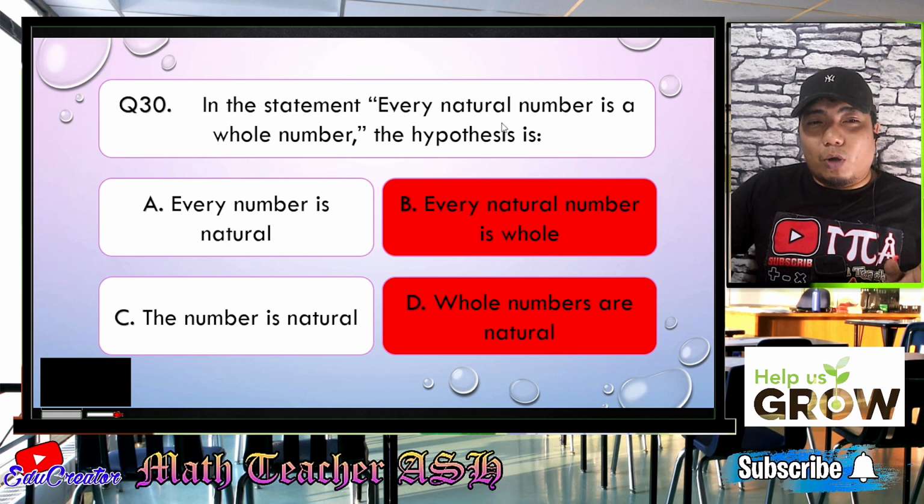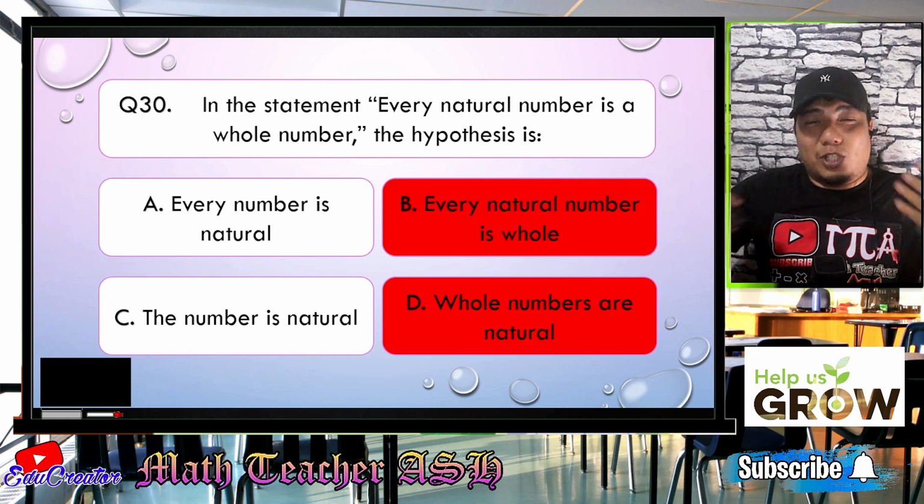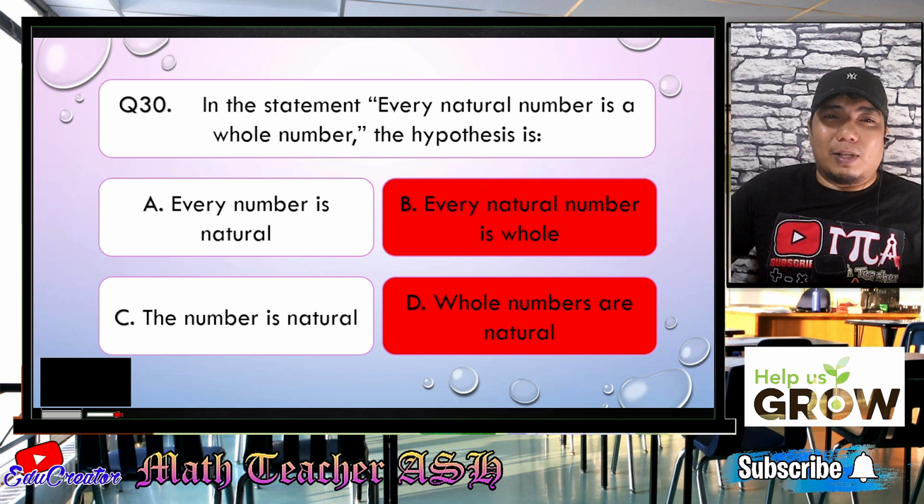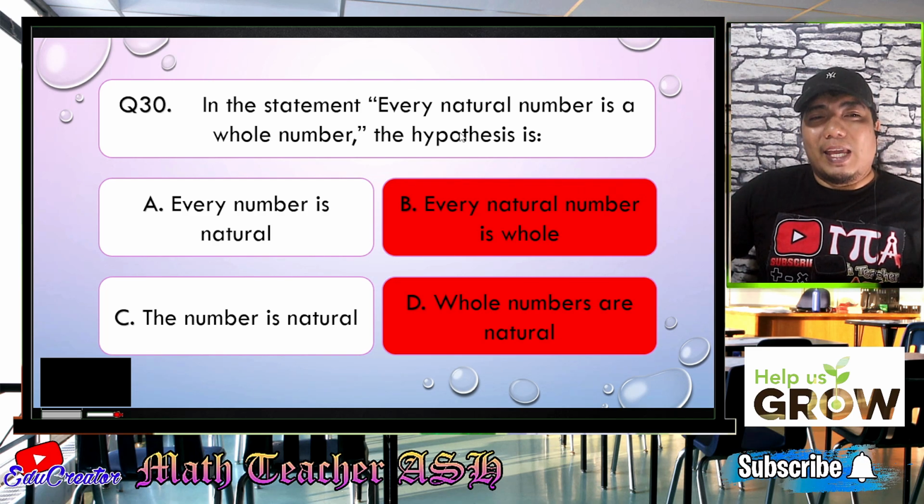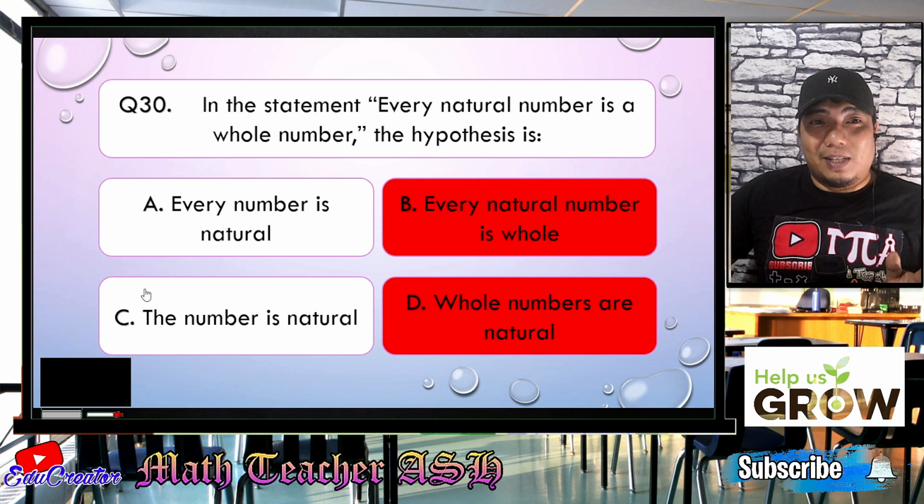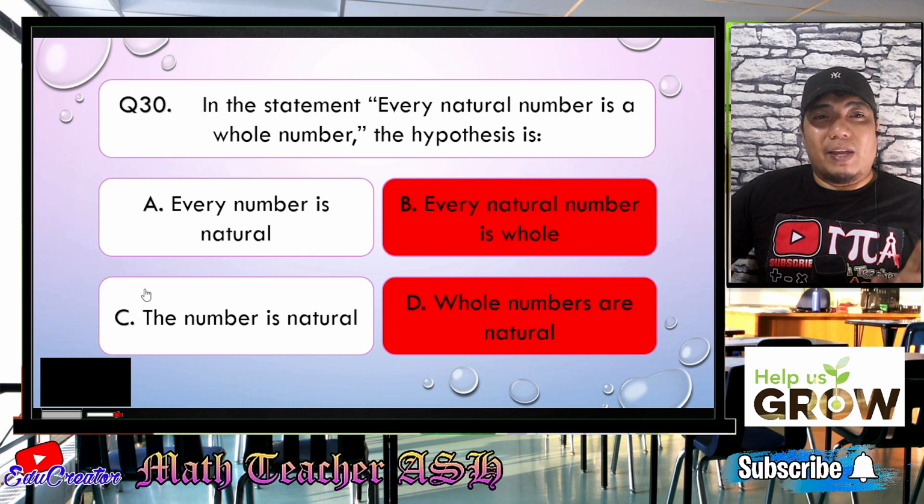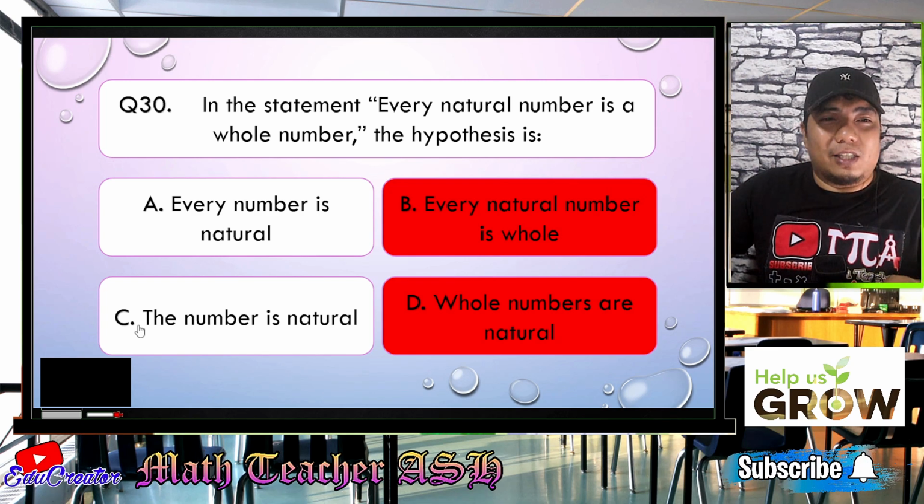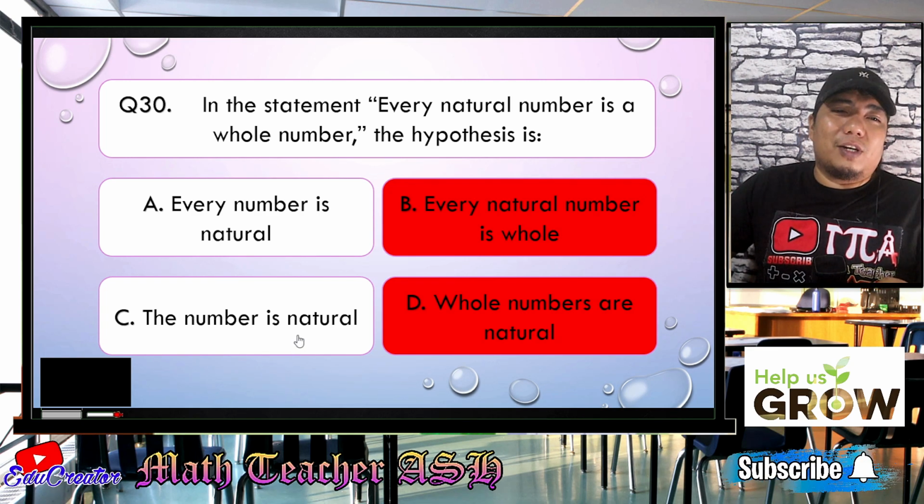So we are talking that if the number is natural. If you try to change it into an if-then statement, the hypothesis would become "the number is natural." Because if a number is natural, it is very different from if every number is natural. So it is already not a statement for a hypothesis. So the correct answer is letter C.